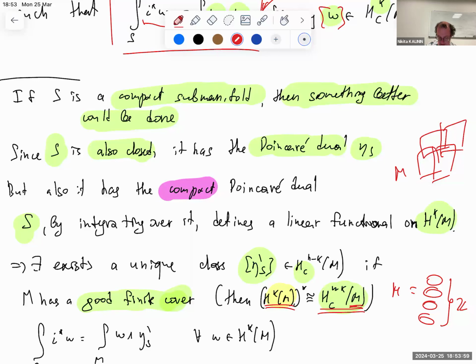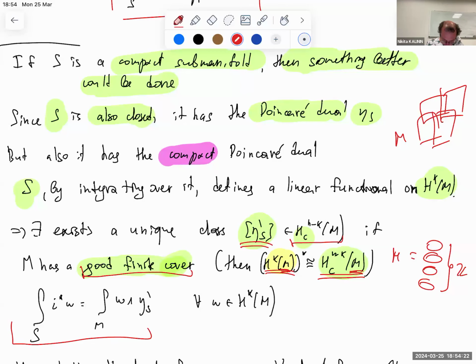So compactness of M is not required, but we need to cover it by a finite number of copies of Rn such that all the intersections are also diffeomorphic to Rn. So let's assume that M has a good finite cover, and then we have such a unique class in cohomology with compact support, with the same property that now if you take any form omega, you take its wedge with this form with compact support, then you integrate.